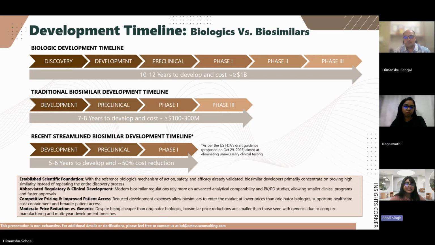At the bottom, you can see the recent streamlined biosimilar pathway, which is currently released by the FDA and EMA. It's a draft guidance that cuts back on unnecessary clinical trials in phase 3. In this model, development can be shortened to roughly 5 to 6 years with around 50% reduction of cost.